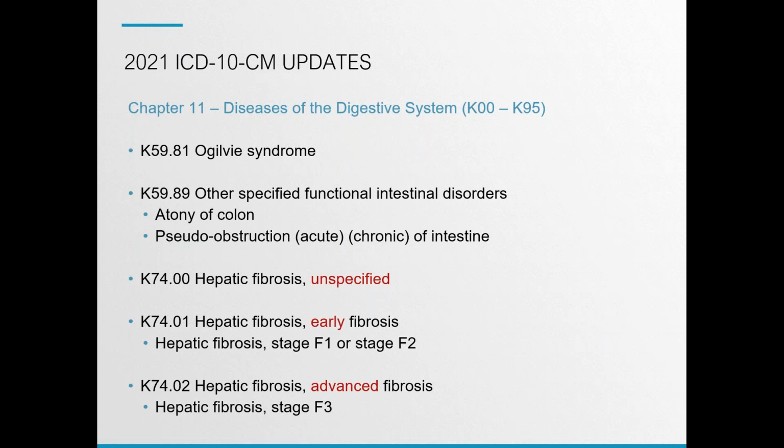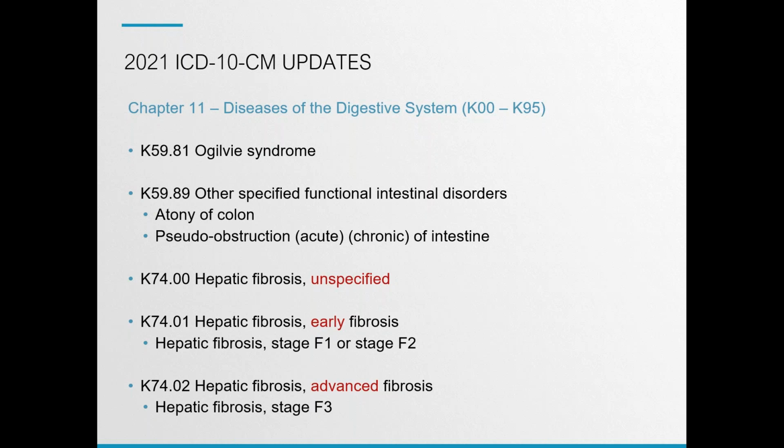This chapter also includes 2 new codes for specific functional intestinal disorders, K59.81 and K59.89, and 3 new codes that are related to hepatic fibrosis. The new codes describe the stage of the disease as either unspecified, early, which is defined as F1 or F2, or advanced, which is defined as F3. Fibrosis is stage stratified on liver biopsy to stages 0 to 4 using the METAVIR scoring system.